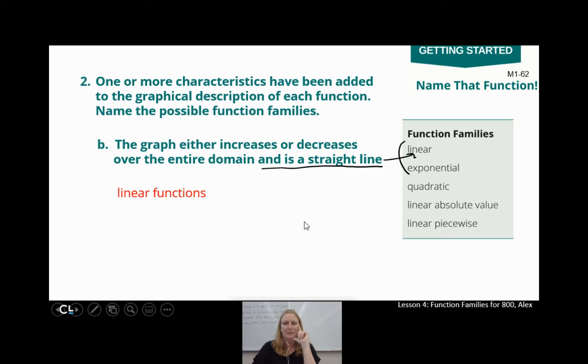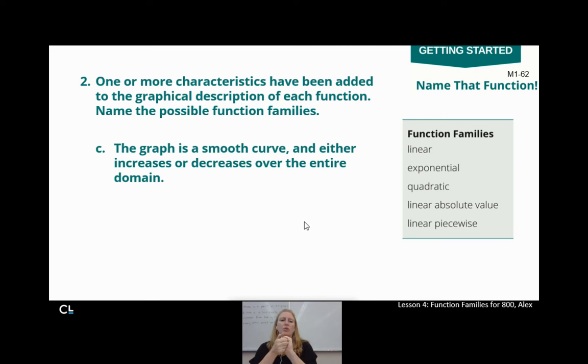All right, part C, the graph is a smooth curve and either increases or decreases over the entire domain. Well, first of all, if I see curves, I'm like, all right, it has to be exponential or quadratic. These are our two options. The other ones were all straight lines. So it's one of these two guys. And then it says it increases or decreases over time, not both. That means it's got to be exponential functions.